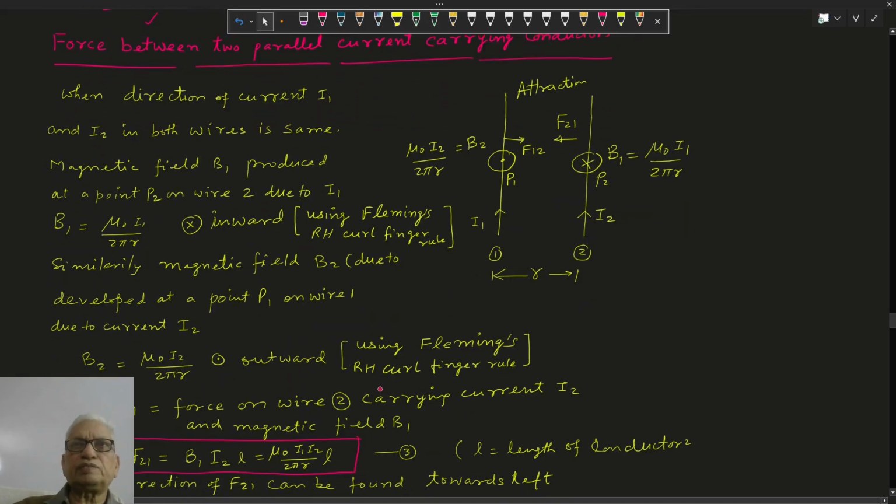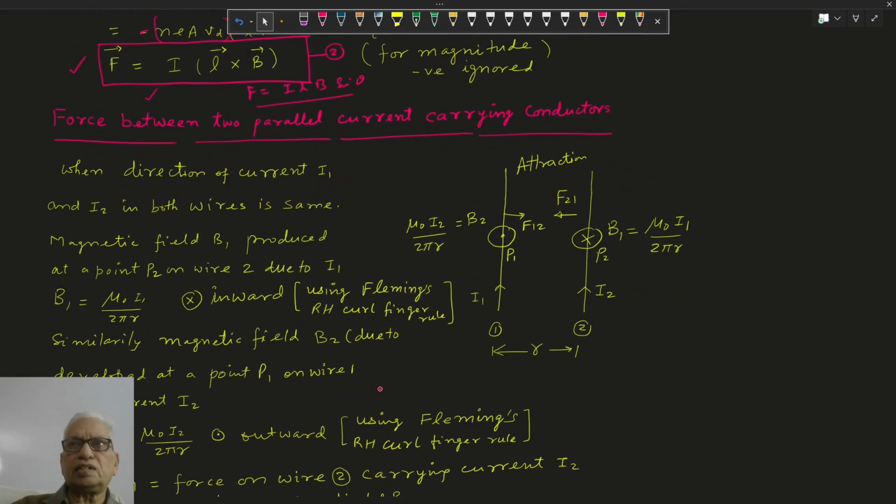Now, force between two parallel current carrying conductors. Parallel means say there are two parallel wires, current here in the same direction, different currents I1, I2 at a separation distance R. We have to find out the force on these two wires. If they are parallel, current I1, I2 in both the wires is in the same direction, then there is an attraction force between the two wires.